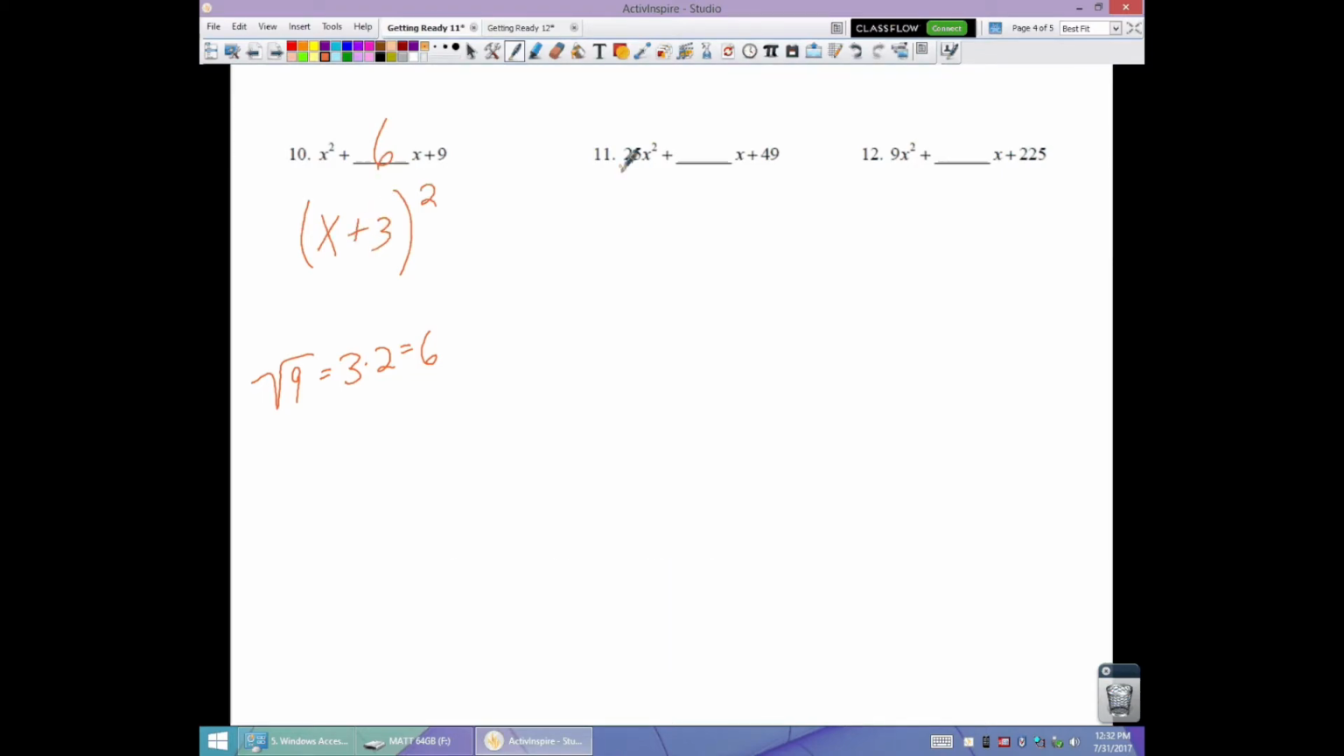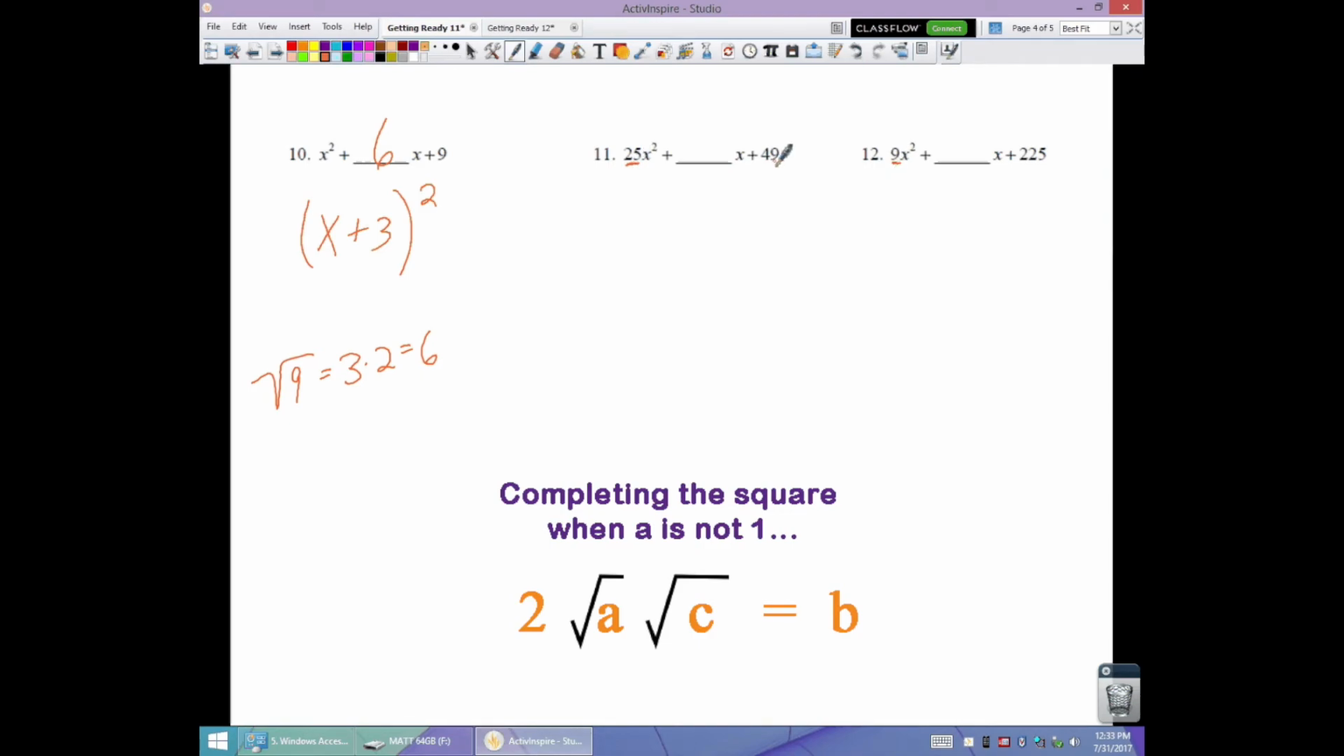Okay, now these last two are a little bit different because of the number we have in front. We have an a value, a coefficient of the x squared. So that's going to change everything. We're going to need to take the square root of both of these. So the square root of 25 is 5, and the square root of 49 is 7. Multiply those together. 5 times 7 is 35, and then double that is 70. So this is actually a positive 70.